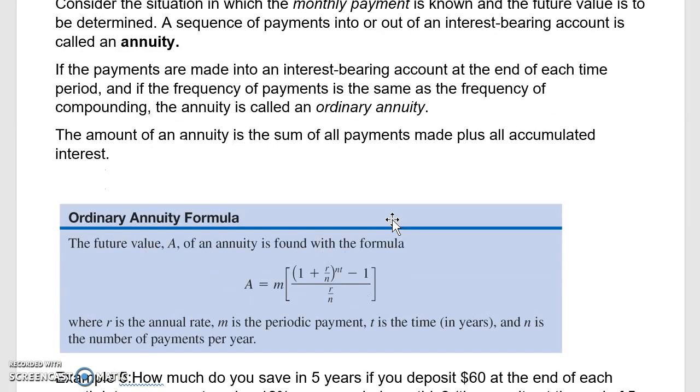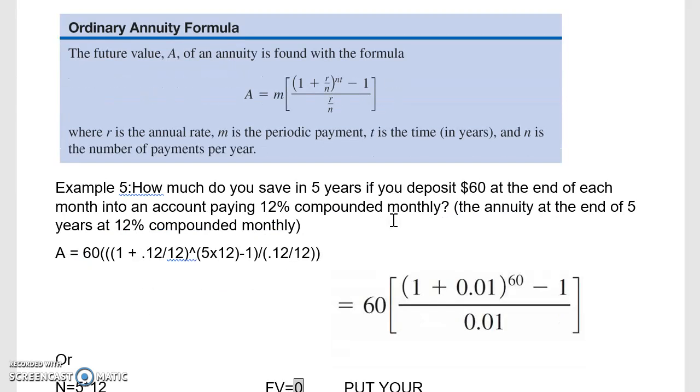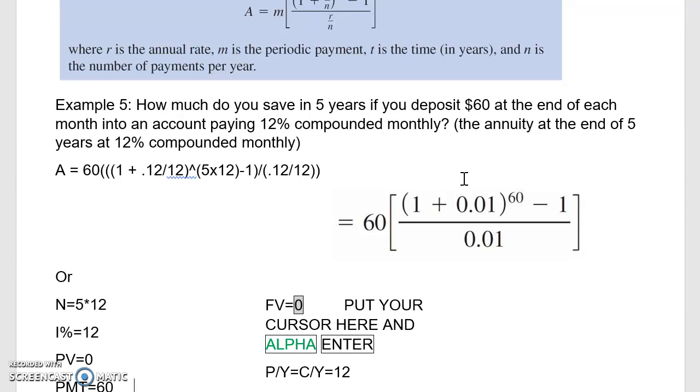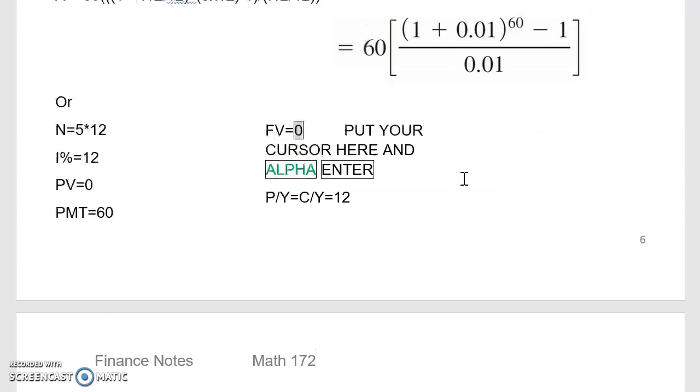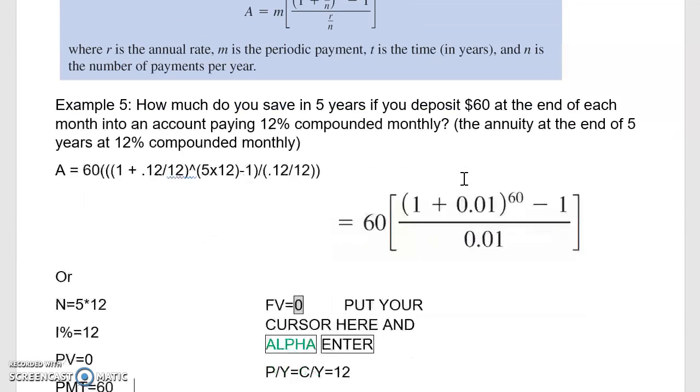So next we have the ordinary annuity formula, which, as you've noticed, I haven't been teaching you really how to use the formulas because I think the TVM solver is so much better and easier to use if you understand each of the variables. So, example 5, how much do you save in 5 years if you deposit $60 at the end of each month into an account paying 12% compounded monthly? So they're looking for the value of the annuity at the end of the 5-year time period.